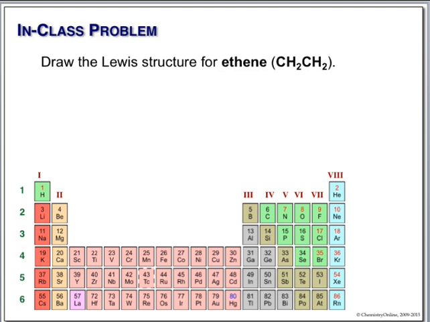This was fun. Let's do what's called ethene. Ethene is 2 carbons and 4 hydrogens.